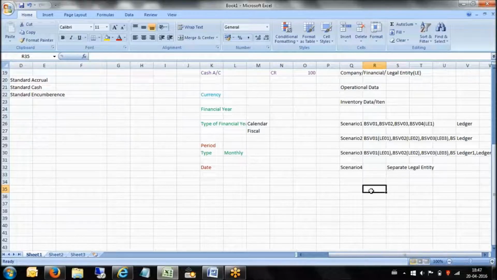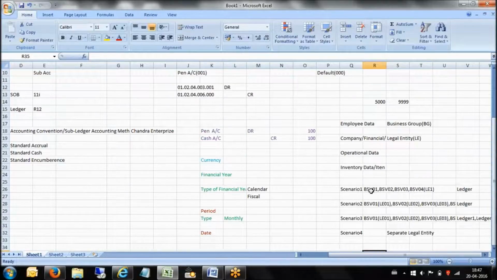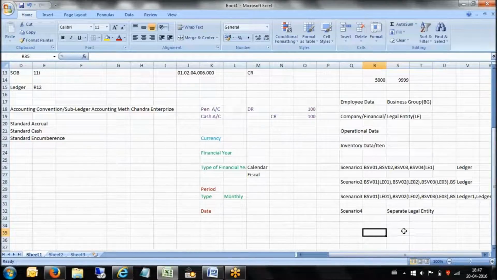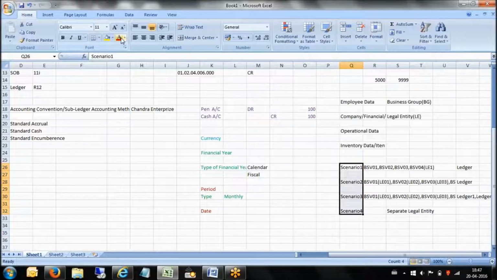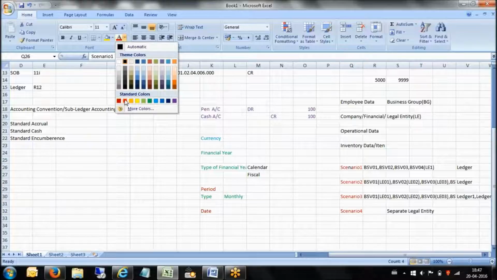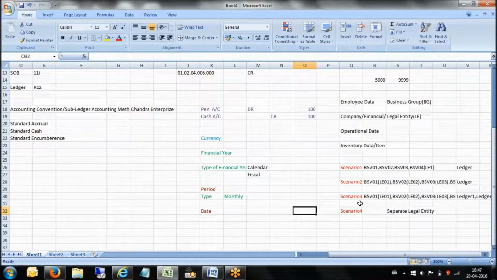Okay. Any doubt? Yeah. So if you scroll to the right, scenario 1: you have 4 balancing segments, and they all have the same C's, currency, chart of account. They will all be one single ledger. Automatically, if the chart of account, currency and calendar are the same, there is no need to define a new ledger, hence only one ledger will be used. And they all can be defined under one legal entity.